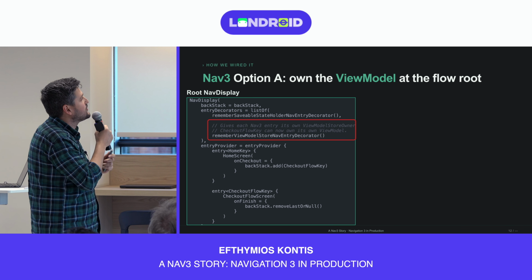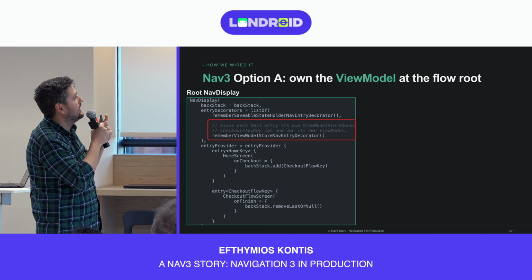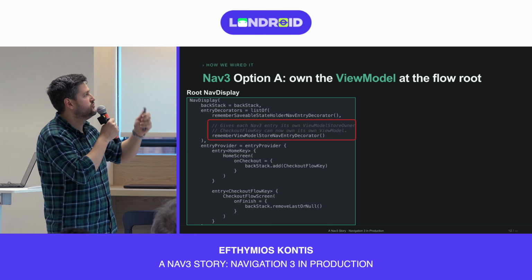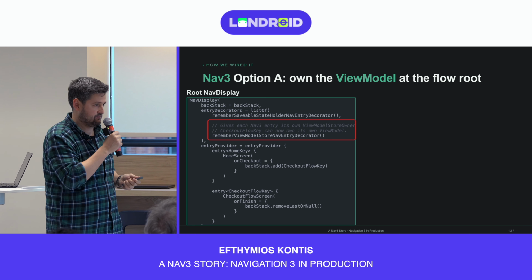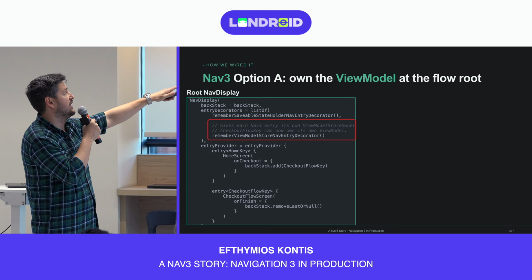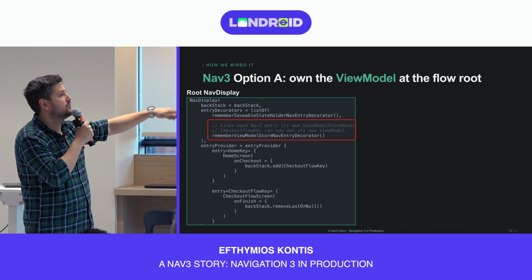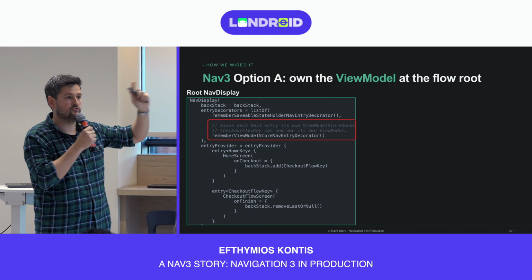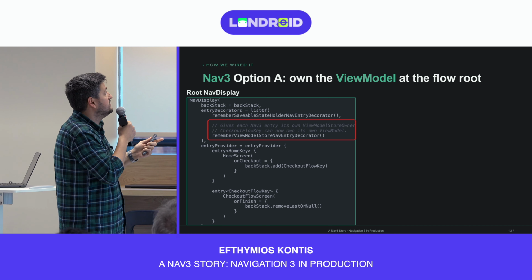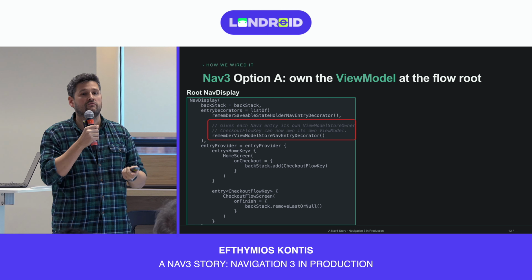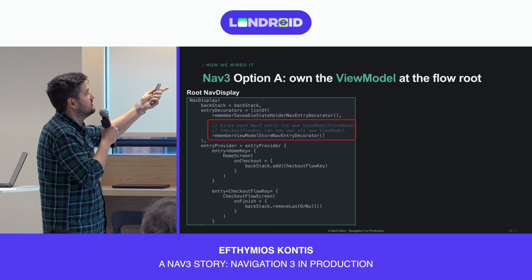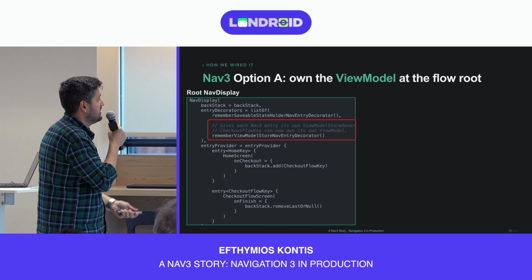But what that decorator does is that it gives our entry its own view model store owner. If we didn't have that, our view model would be searching for its closest view model owner, and the closest one here would have been the activity. So the view model would eventually have been scoped to the activity, and that's definitely not the behavior we want.